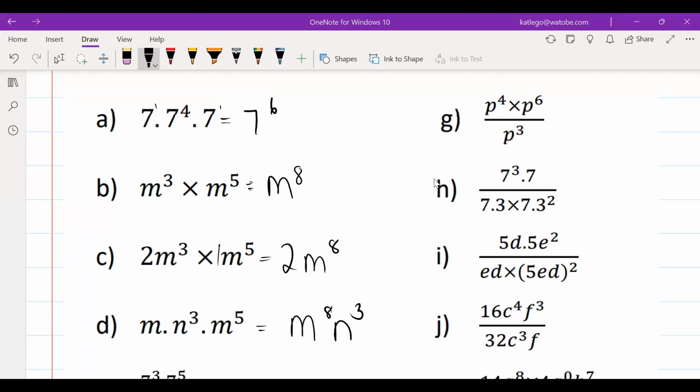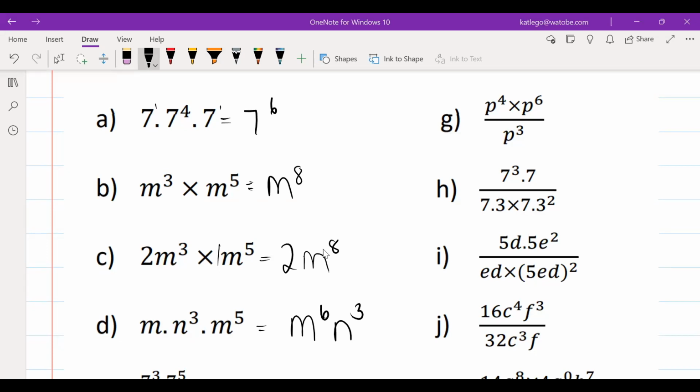Why did we get n to the power of 6? Oh, 6, not 8. It's 6, guys. It's not 8. 5 plus 1 is 6.